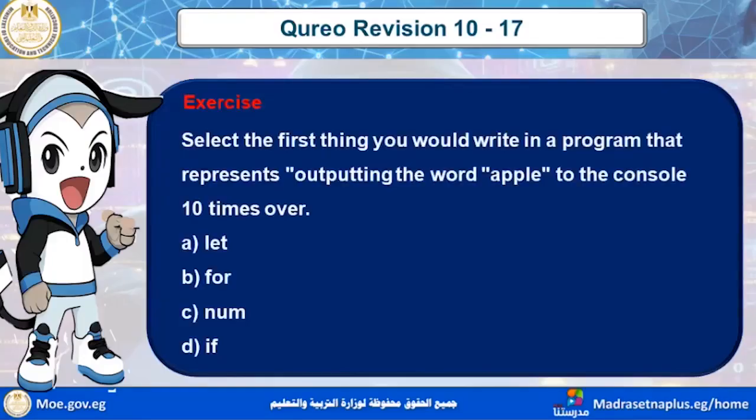Let's have an exercise. Select the first thing you would write in a program that represents outputting the word apple to the console 10 times over. Because it says here 10 times over, that means we need to use a loop statement. That's why the correct option will be 4.